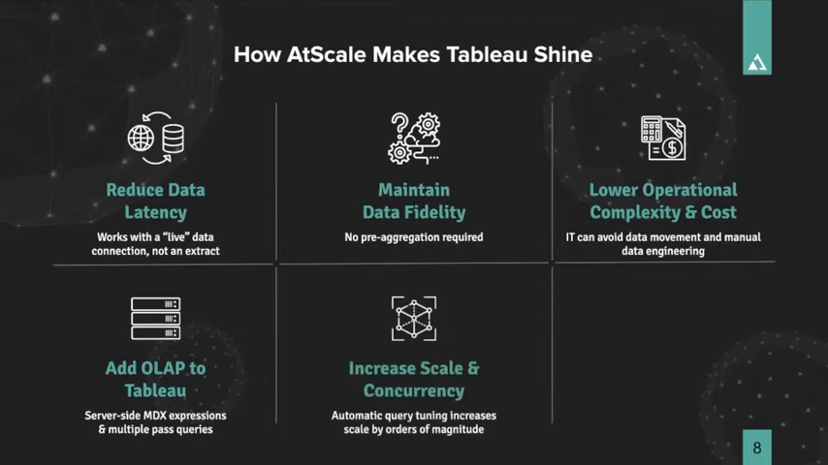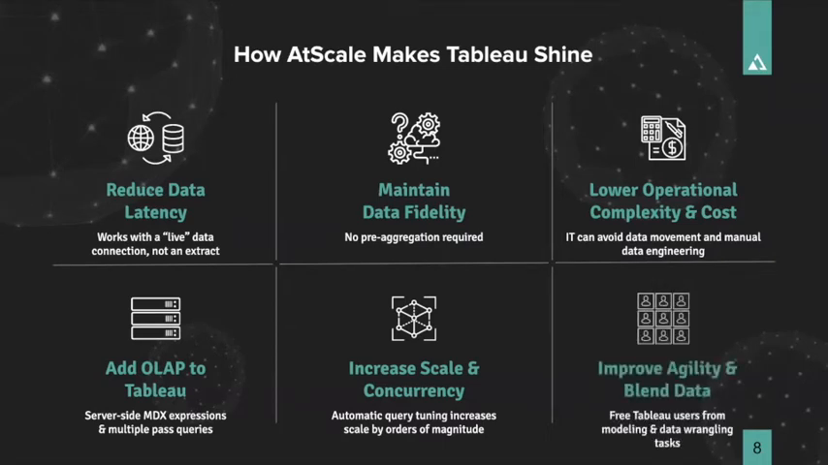We increase scale and concurrency by orders of magnitude. You saw that in some of the benchmark results. We're talking about increasing query speeds by 60 times or more, and reducing cost by 10 times or more. And then there's the agility.